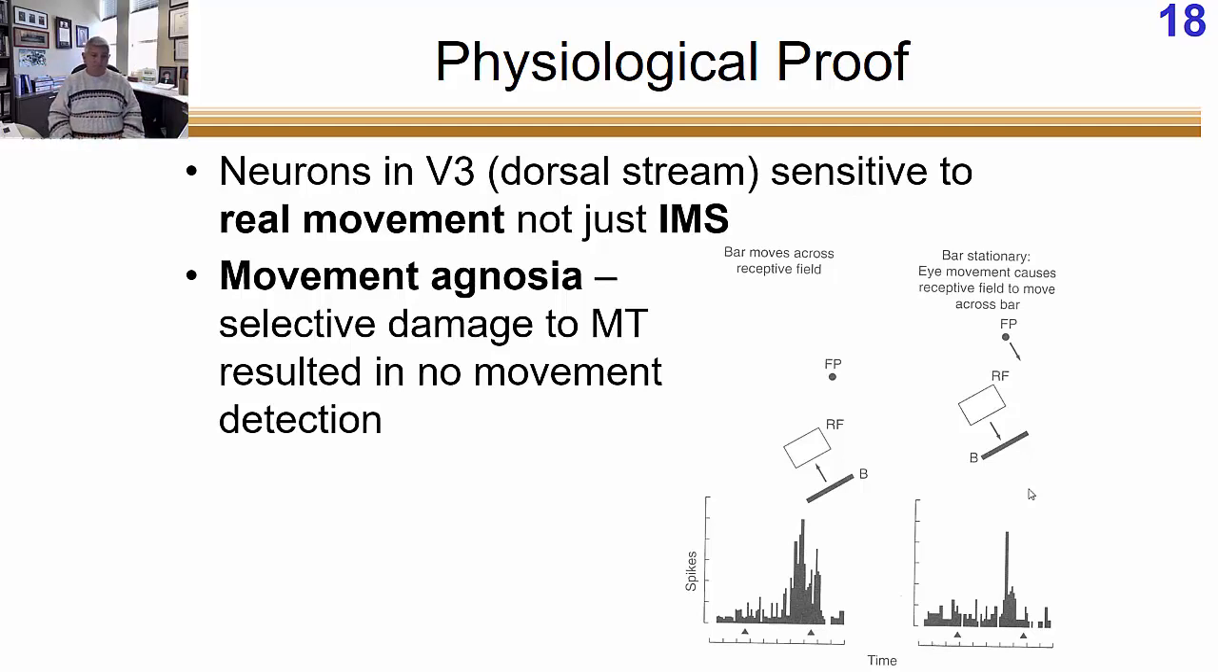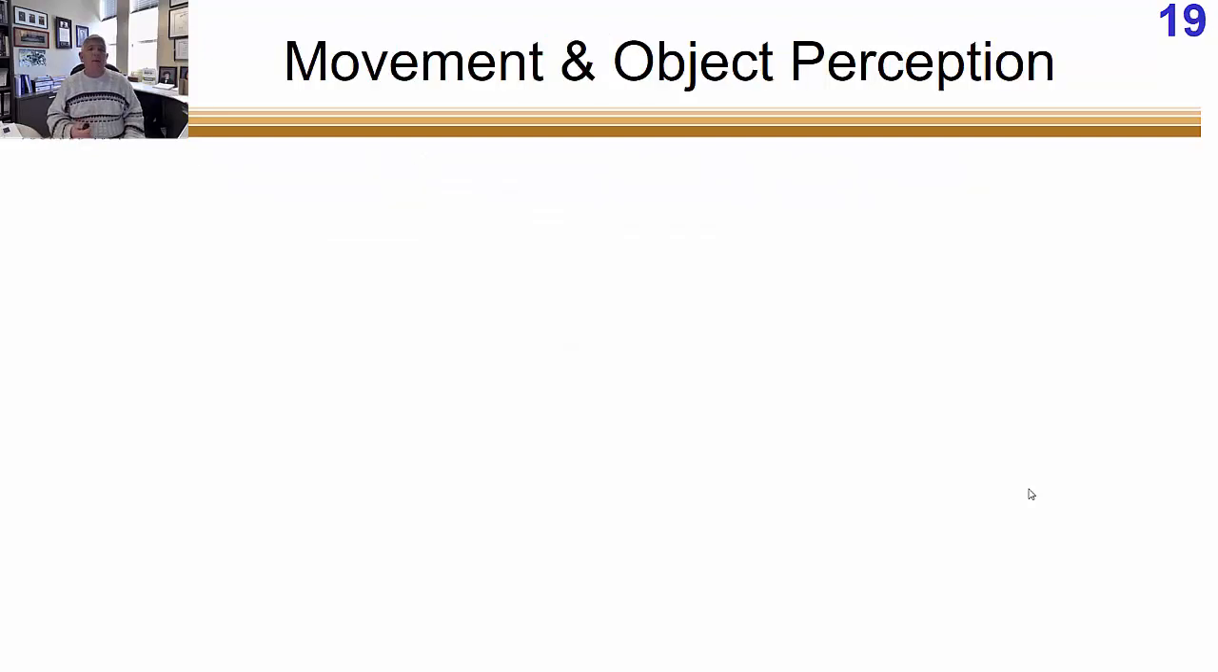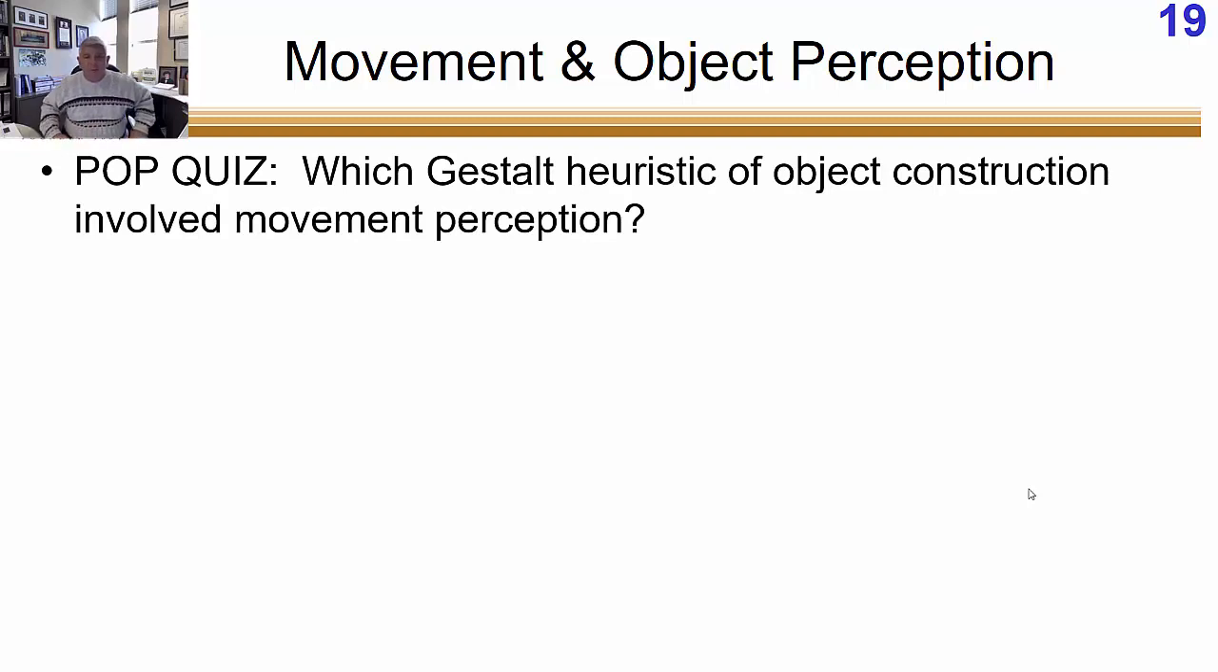because they match up. If there's damage to the middle temporal cortex, it will impair our ability to detect movement, and that's called movement agnosia. All right. So movement and object perception. We already talked about how we can use movement. We talked about a Gestalt heuristic where we use movement to help us identify objects.